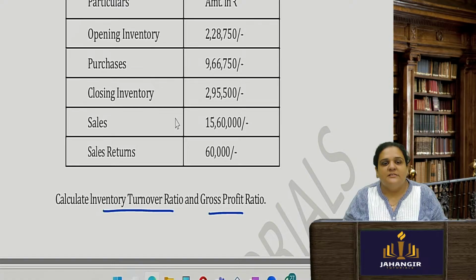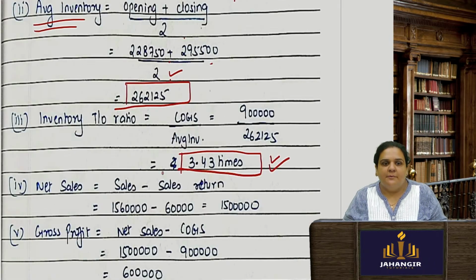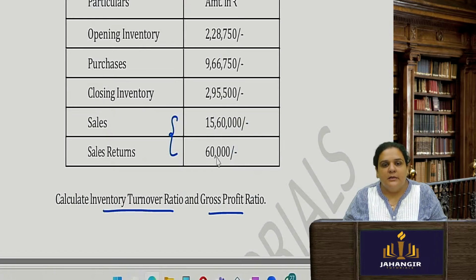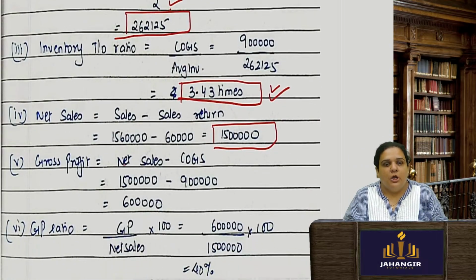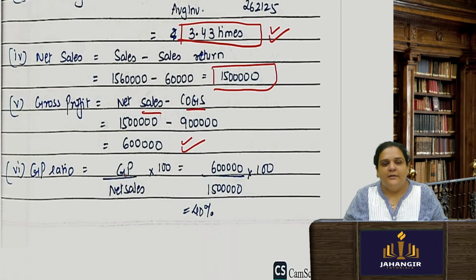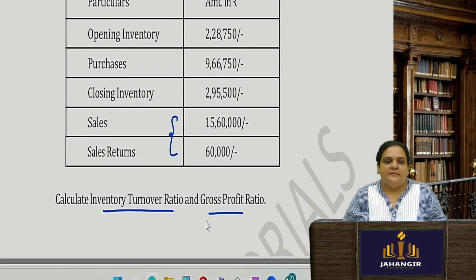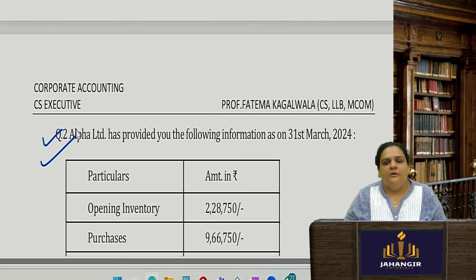Okay. Now, sales and sales return, both they have given me. Therefore, my net sales will be how much? 15 lakhs 60,000 minus 60,000. My net sales will be 15 lakhs. Gross profit will be net sales minus COGS. 6 lakhs. Therefore, gross profit margin will be gross profit upon net sales. 6 lakhs divided by 15 lakhs, 40%. Okay, so both done. Easy sum. 3 marks.